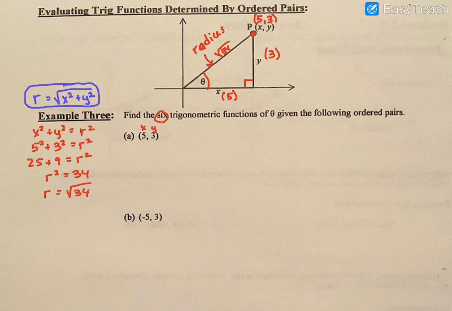Okay, 6 trig functions, which means I'm going to go ahead and write them out. We're going to have to find sine of theta. We're going to find cosine of theta. And we're going to find tangent of theta. And then, remember, we also have to find their reciprocals. The reciprocal of sine of theta is cosecant of theta. The reciprocal of cosine of theta is secant of theta. And the reciprocal of tangent of theta is cotangent of theta.